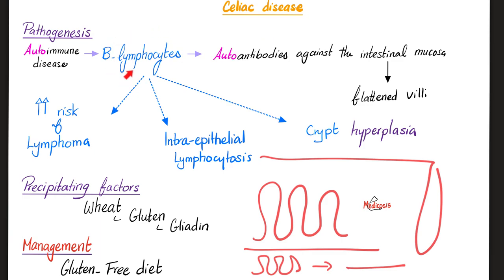Moreover, these B lymphocytes will linger just underneath those flattened villi in the crypts of Lieberkühn, and they will cause hyperplasia because basically this area is full of lymphocytes, intraepithelial lymphocytosis, and even increased risk of lymphoma. How do we manage patients with celiac disease? Avoid the trigger. Unfortunately, many people think that celiac disease is just allergy. No, it is way worse.